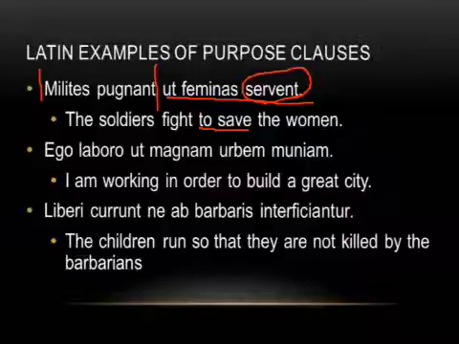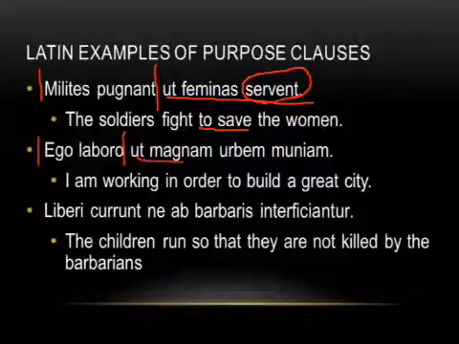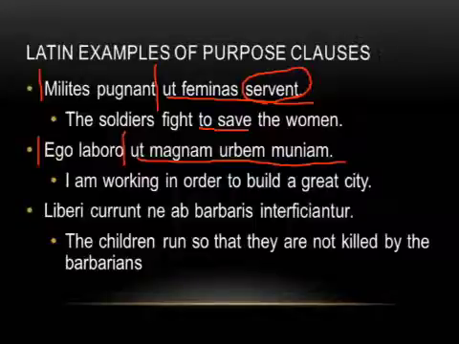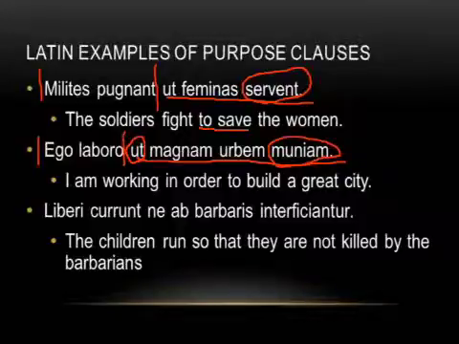Next, ego laboro ut magnam urbem muniam. Again, notice my independent clause is just in the indicative, and if I just translated ego laboro, it's just I am working. And now we're going to look at the purpose clause. Again, introduced by ut, so that, or in order to, and then the verb in the subjunctive, I build a great city. Again, in the accusative, nothing special. So, I am working in order to build a great city. Many ways to translate a purpose clause.